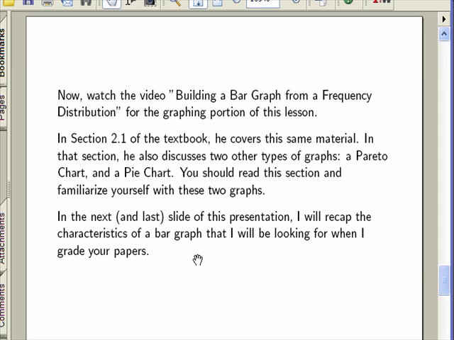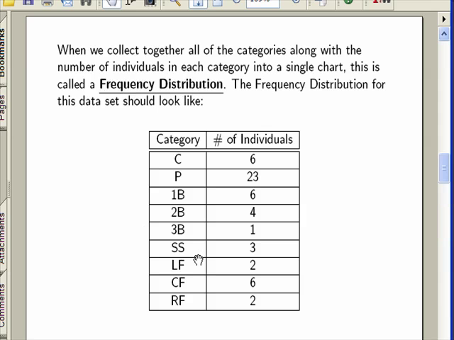So the first thing I'm going to do is head back to the frequency distribution. You notice I've skipped past the relative frequency distribution because we want to look at the frequency distribution, which should have the counts of the number of individuals in each category for this categorical or qualitative data variable.